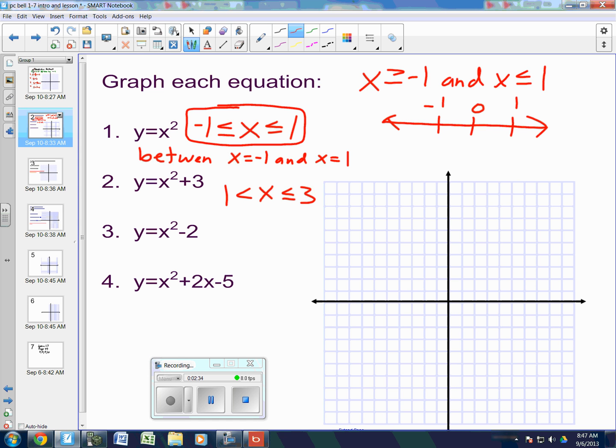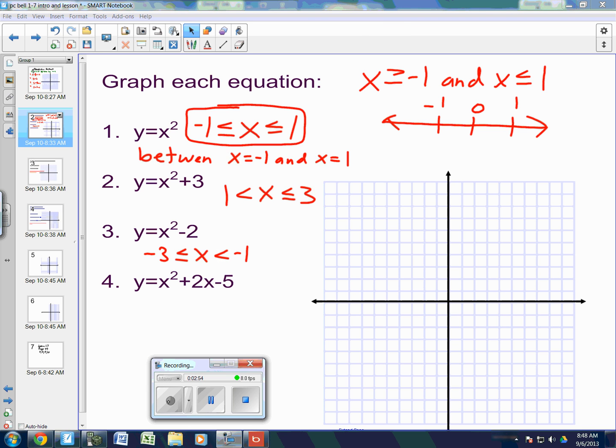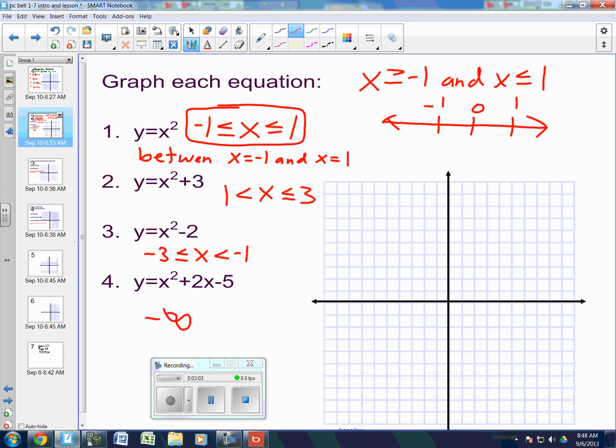And this one right here, we are going to say is a number where x is between -3 and -1. It does not include -1, but it includes -3. And this one right here, we are going to graph when x is between -infinity and -3. Okay, we got it? Clean.